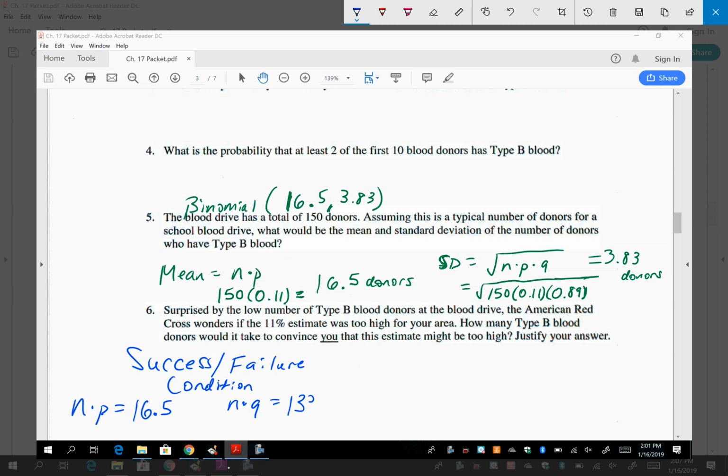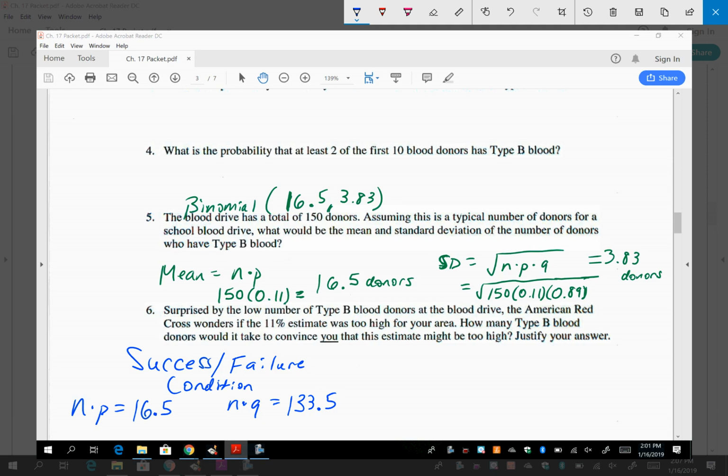133.5. Is that 10 or more? It is. So do we have a large enough sample that we can go to the normal model? Yes, we do. Isn't it 10% though? What do you mean 10%? So I thought it was 10% of the overall. So out of 150, would 16% be less than 10%?